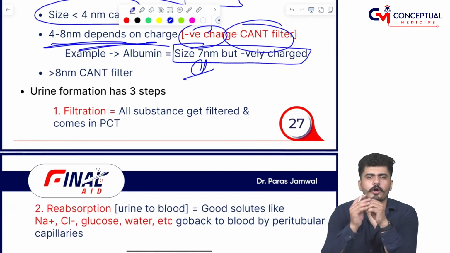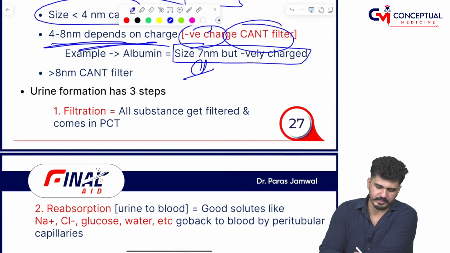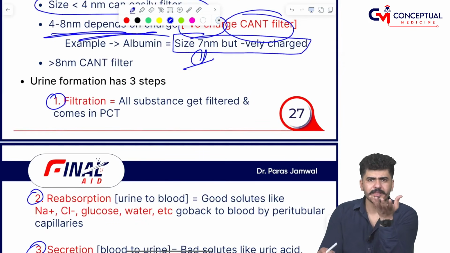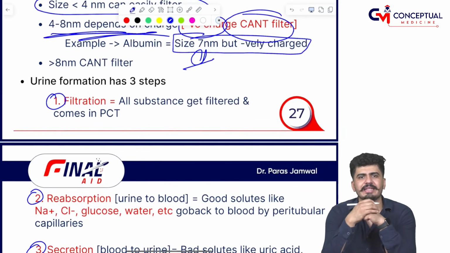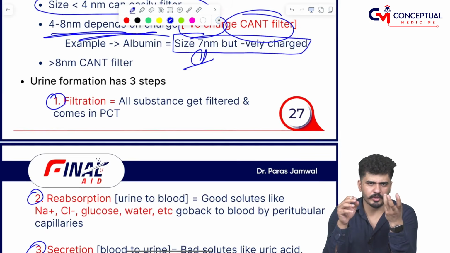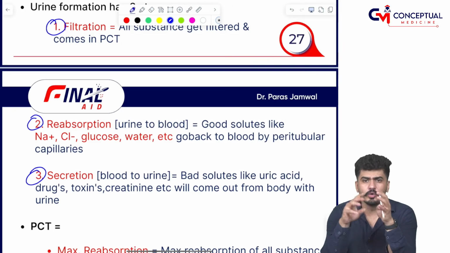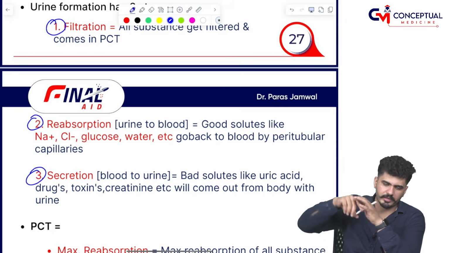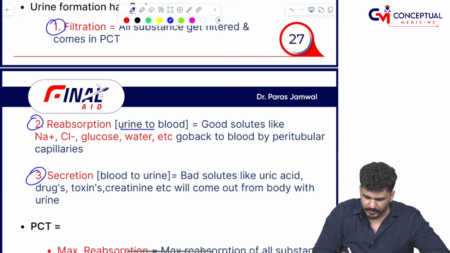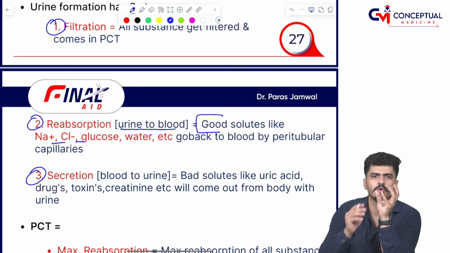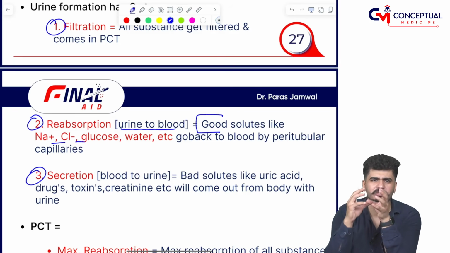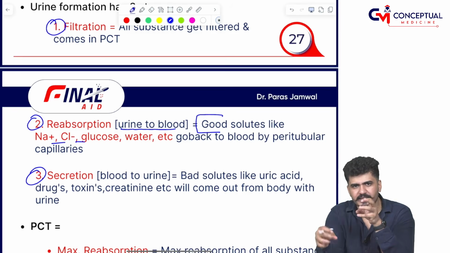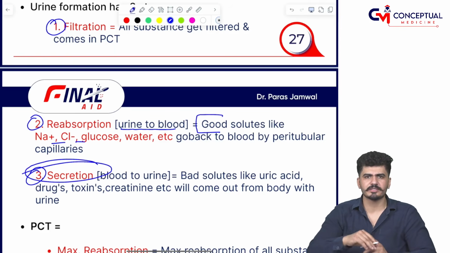Now urine, how does the urine formation take place? My dear friends, urine formation takes place by filtration, reabsorption and secretion. Now all the substances are first getting filtered, and they reach the proximal convoluted tubule. From there, the good solutes are getting absorbed and the bad solutes are getting secreted. So remember reabsorption, from the urine to the blood. Good solutes like sodium and glucose will go back to the blood, and bad solutes like urea, uric acid will be secreted through the urine. This is how the urine is formed.